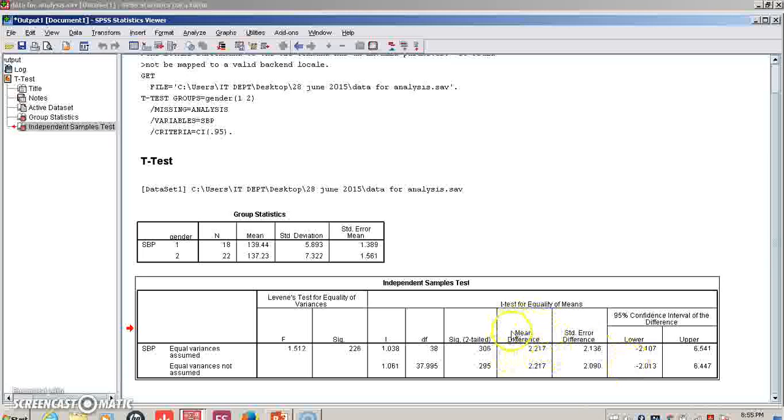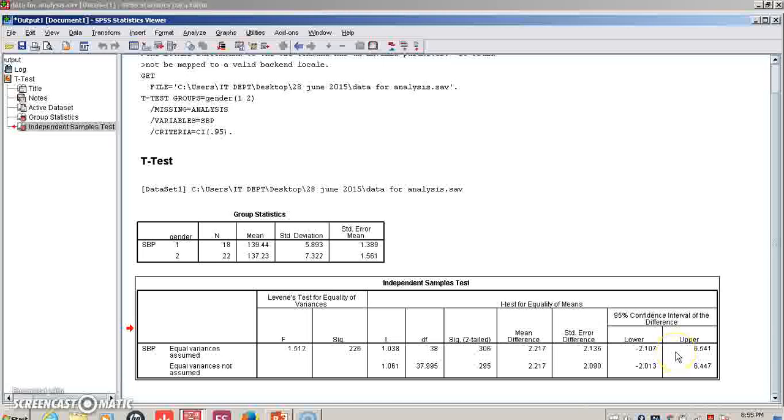Mean difference, that is the difference between means, is 2.217 and a 95% confidence interval of difference between means is also given. 95% confidence interval of difference between means shows that 95% times difference between mean can be between minus 2.107 to plus 6.541. Since 95% confidence interval of difference between mean includes 0, then the difference between mean is not statistically significant.